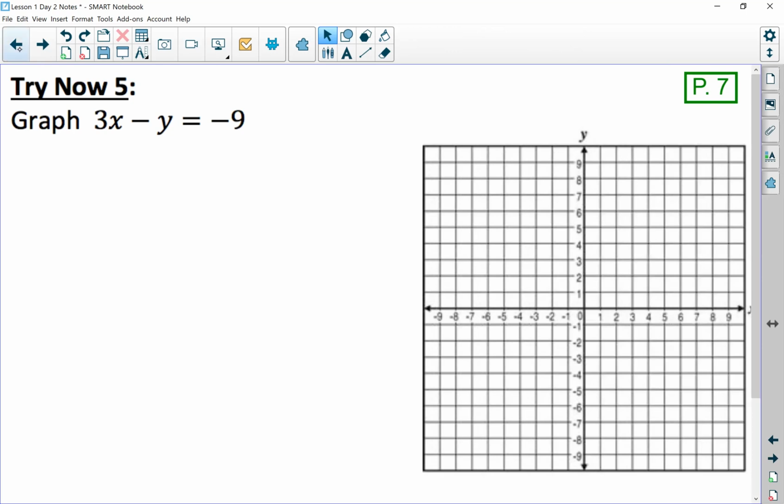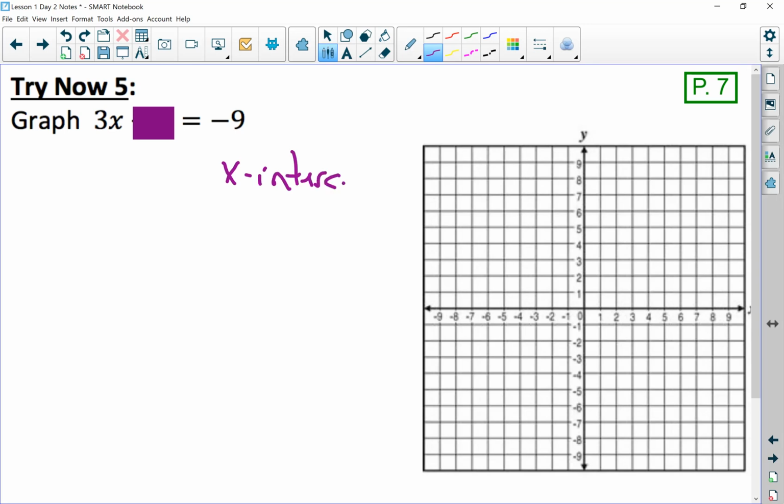All right, so if I use the cover-up method, and it doesn't ask to list the intercepts, I'm going to list them anyway. My X-intercept is when y is 0. And so we would have 3x equals negative 9. Divide by 3. X equals negative 3.